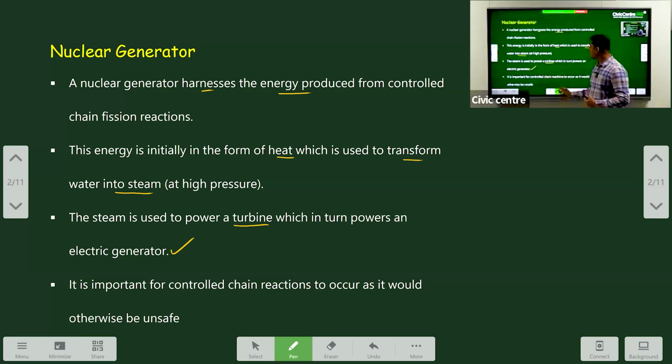Now it is important for the chain reaction to be controlled, as it would be safe, because if we are not able to control it, then with the enormous amount of energy and pressure, a blast might happen, right? So it is safe for us to have a controlled chain reaction.